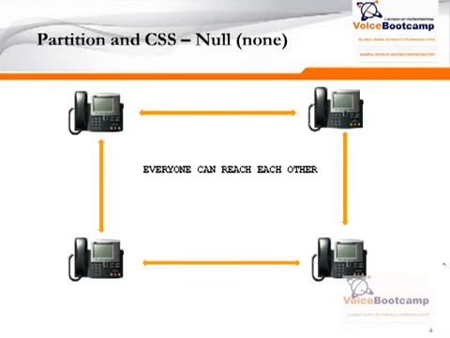Here is a scenario of null partitions, or none. Four phones are registered to Call Manager. Nothing else has been configured. So all the phones' extensions belong to the null partition, and all the phones have a null calling search space assigned to them. Therefore, every phone can reach each other.